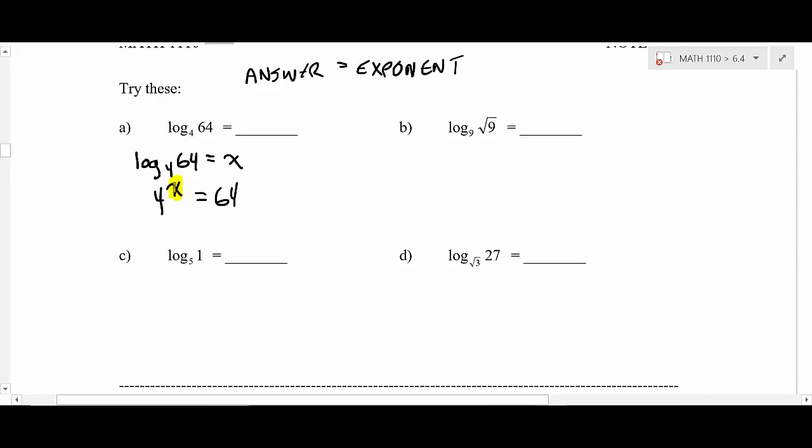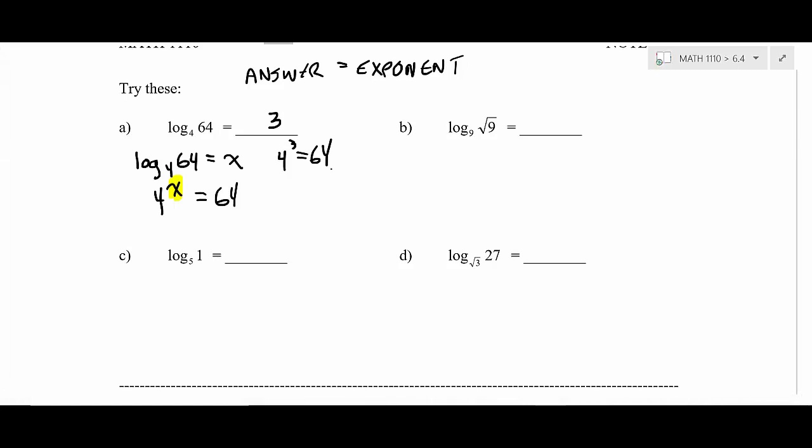Sometimes you can do that in your head. Sometimes you can't. So what is x in your head? 3, okay? Because we know that 4 to the third is equal to 64. Now, a problem like this you can do in your head. You're just thinking, okay, what power of 4 is 64? All these problems are the same thing.